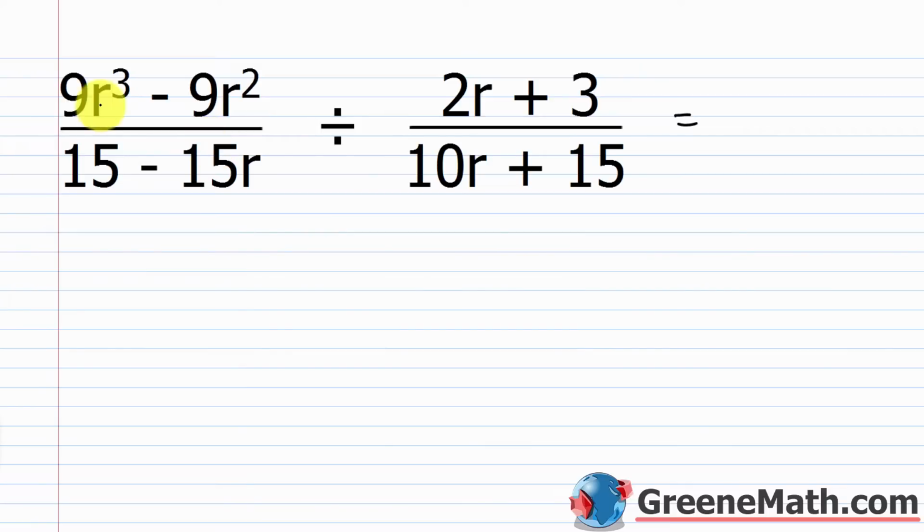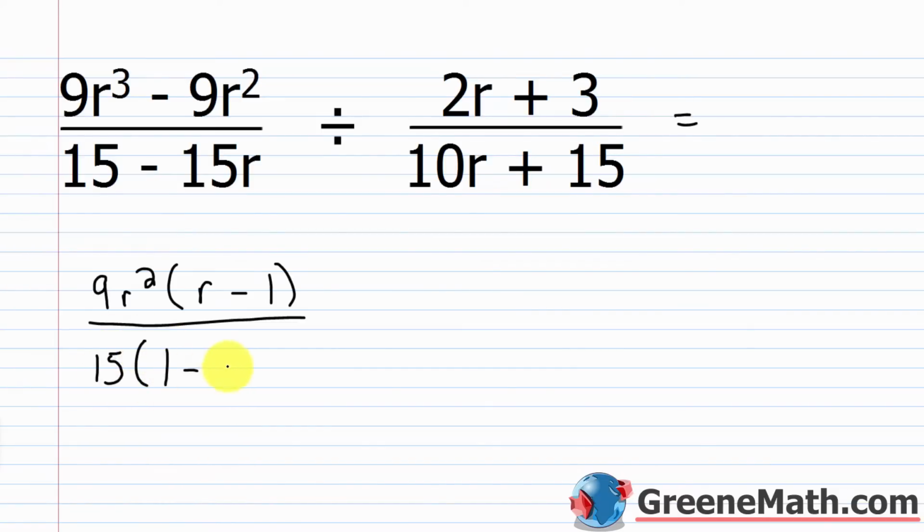So I can pull out a 9r squared, and that would leave me with r minus 1. Then over here, I can pull out a 15. So if I pulled out a 15, I would be left with 1 minus r. Now, I can do some canceling here, but I'm not going to do that yet because this is one that needs to be explained.